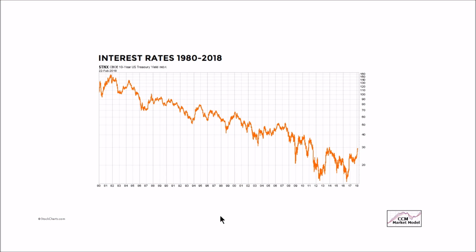This is a chart of 10-year Treasury yields, which is the de facto standard for interest rates. Calendar year 1980 is on the left side of our screens, the present day, February 22nd, 2018, on the right side. As the chart shows, interest rates peaked in the early 1980s and for the most part have been in a secular downtrend since that time.